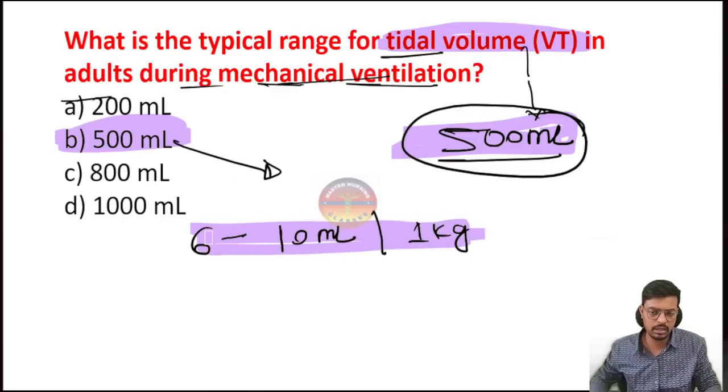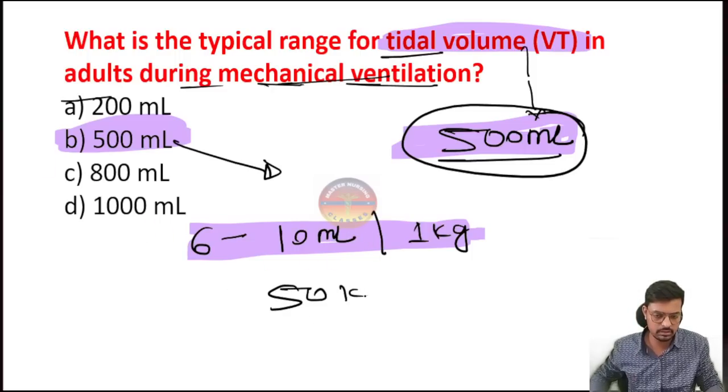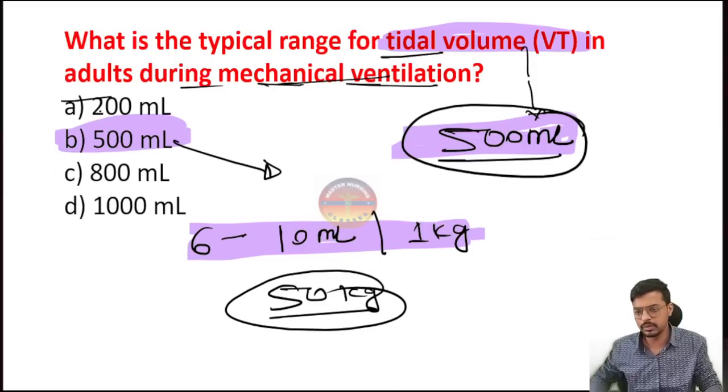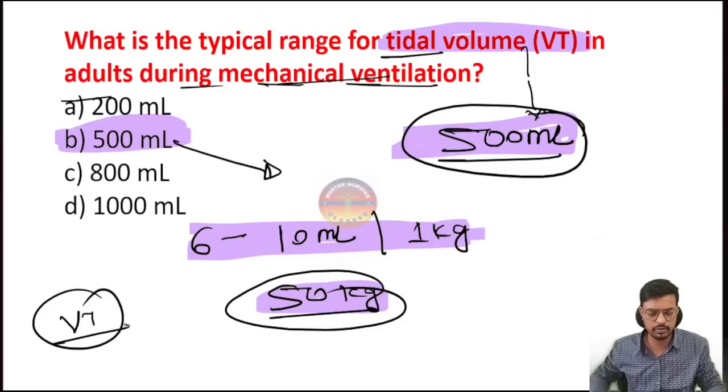The examiner may throw a question in front of you, like: a patient of 50 kg is in the ICU. You intubated the patient and started the mechanical ventilator. Now, as a nursing officer, you have to calculate the tidal volume for this patient. So how do you calculate the tidal volume?